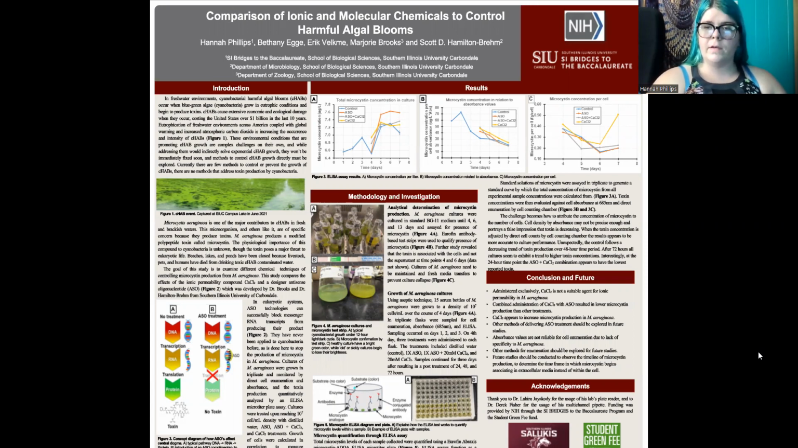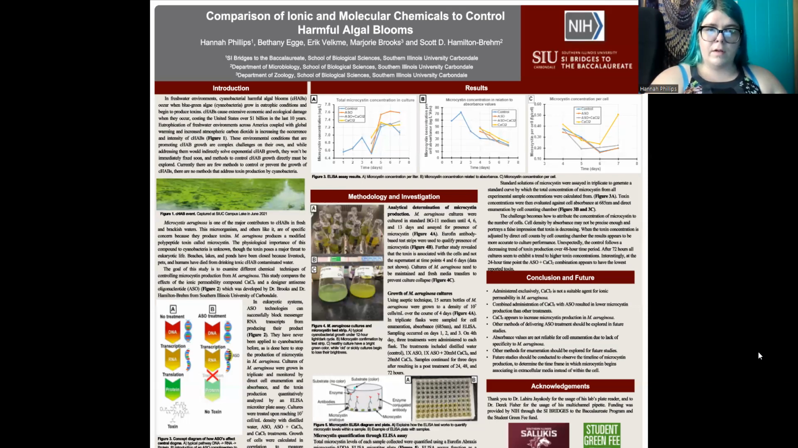It can be extremely expensive to try and remove these blooms, and it also wreaks havoc upon the ecological systems surrounding them. Currently, there are very few methods to control or prevent the growth of cyanobacterial harmful algal blooms, and there are currently no methods available that address toxin production by cyanobacteria. The organism that I've observed in my experiment is called Microcystis aeruginosa. It is one of the major contributors to cyanobacterial harmful algal blooms, and it is specifically concerning because it produces a toxin known as microcystin.